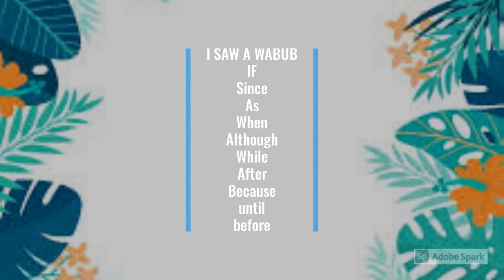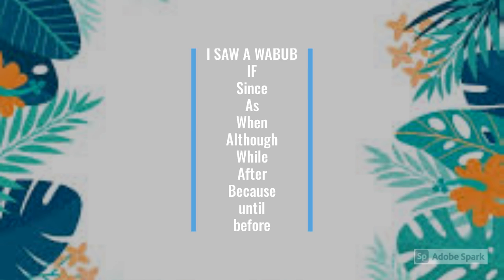Like for compound sentences, you have FANBOYS. For complex sentences, you have this acronym, I SAW A WOBBLE. You can remember these subordinating conjunctions with this. I is for if, S is for since, A is for as, W is for when, A is for although, W is for while, A is for after, B is for because, U is for until and B is for before. You can remember the subordinating conjunctions with this acronym, I SAW A WOBBLE.